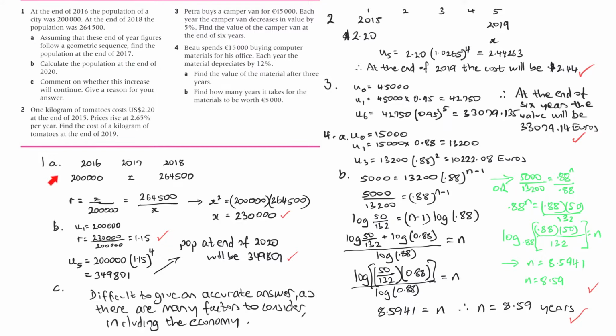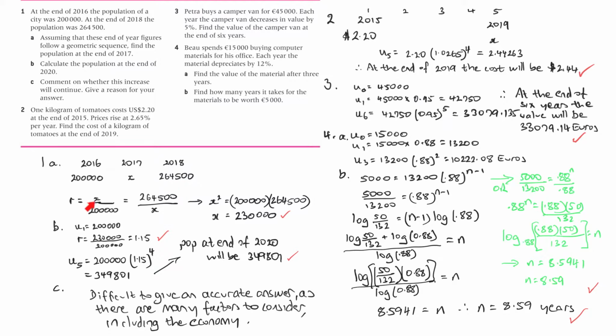Okay, so let's write down what we have. We've got the end of 2016. So we know 2016 at the end of the year is 200,000. The answer is also asking the end of the year. So we can say 2016, 200,000 is U1. 2017 we don't know, but we know 2018 was 264,500.